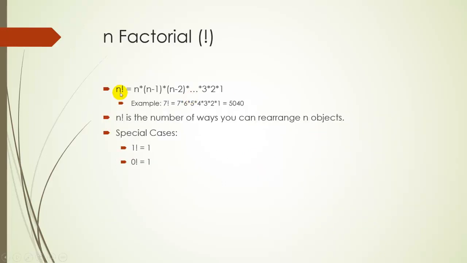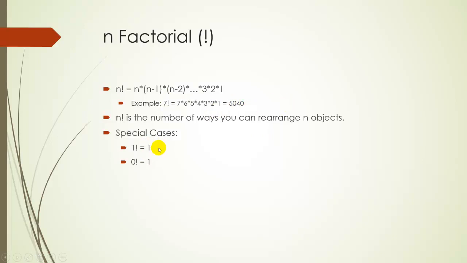All right, so more generically, if we have n factorial, it has to be a whole number, but n factorial will just be n times n minus 1 times n minus 2, etc., 3 times 2 times 1. So, for example, 7 factorial will be 7 times 6 times 5 times 4 times 3 times 2 times 1, which is 5,040. N factorial is the number of ways in which we could rearrange those n objects. So 5 factorial is the number of ways in which we could rearrange 5 people. 7 factorial will be the number of ways in which we could rearrange 7 people.